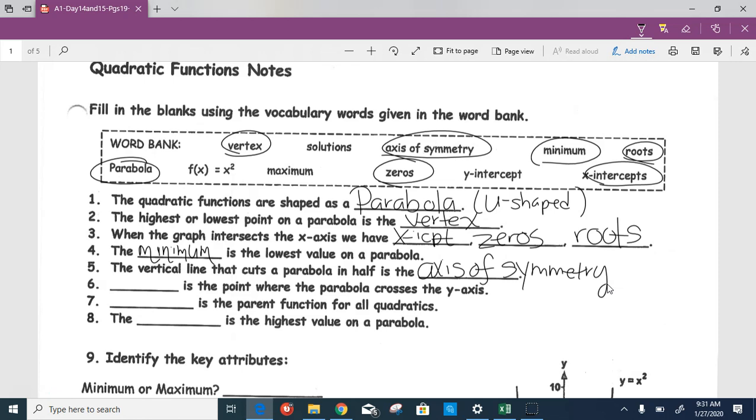All right, our next statement is, blank is the point where the parabola crosses the y-axis. Well, that would be your y-intercept. Wherever a line hits a y-axis, that's an intercept. So depending on the axis, it's either x or y. In this case, it's the y.